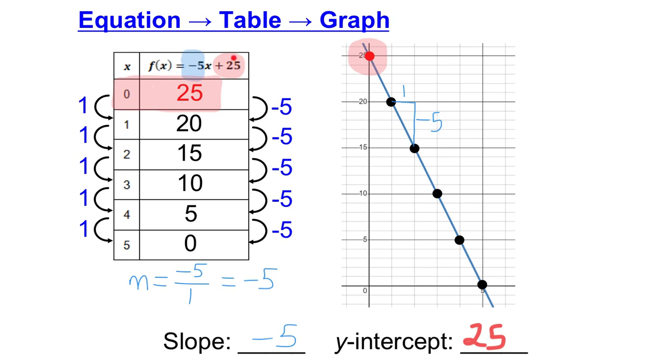The equation tells you the y-intercept and the slope. The table of values tells you the y-intercept, and you can figure out the slope. The graph, you can see the y-intercept. You can figure out the slope. You can tell, because I keep repeating myself, that slope and y-intercept are very important things to know when it comes to understanding linear functions.